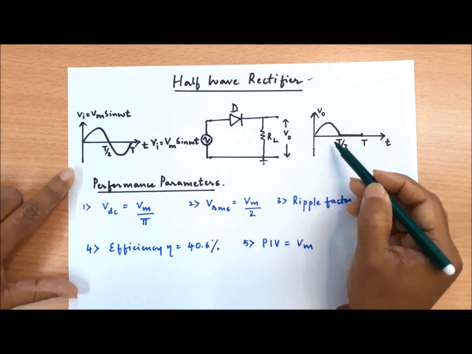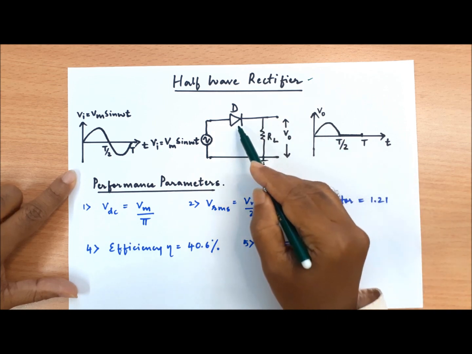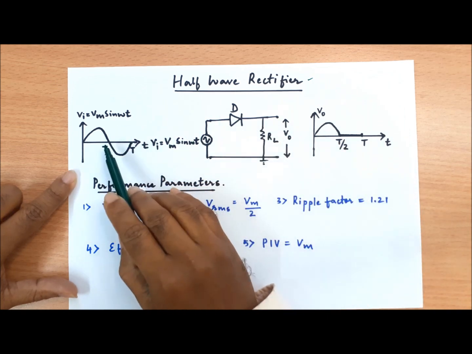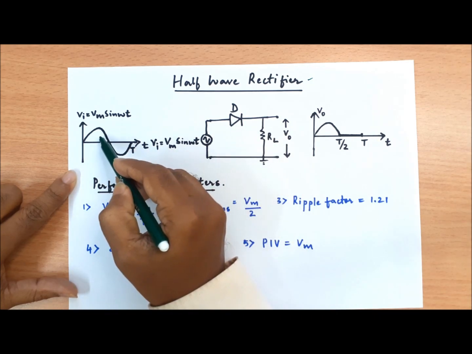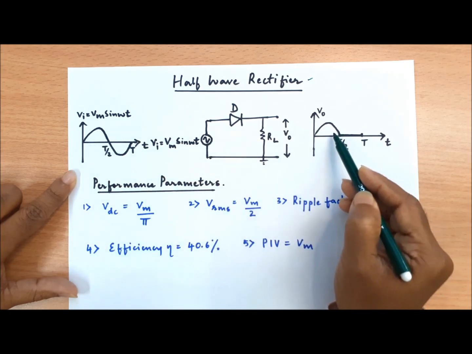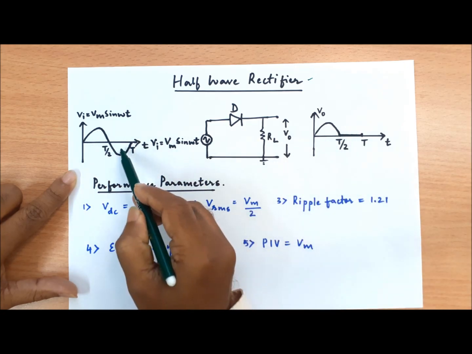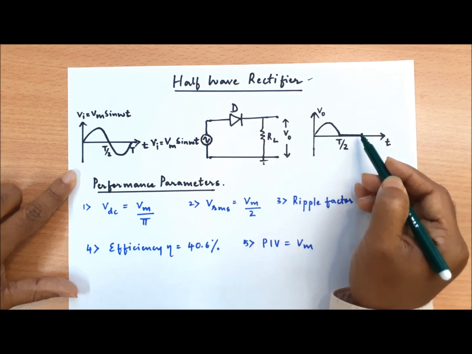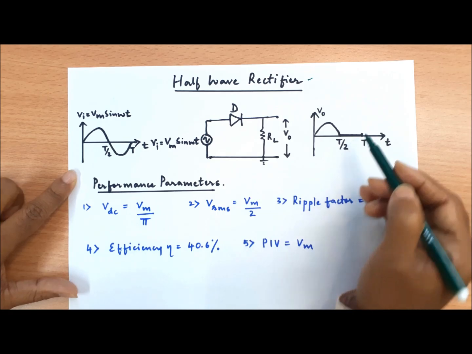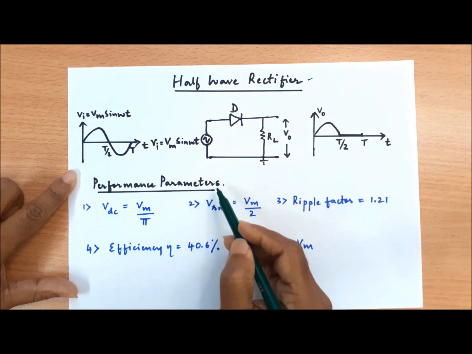in a half wave rectifier circuit, the diode conducts for only one half cycle. Depending upon the position of the diode, in this case the diode conducts in the positive half cycle of the input, whereas during the negative half cycle we do not have any output. The diode does not conduct. And we had also looked at the different performance parameters.